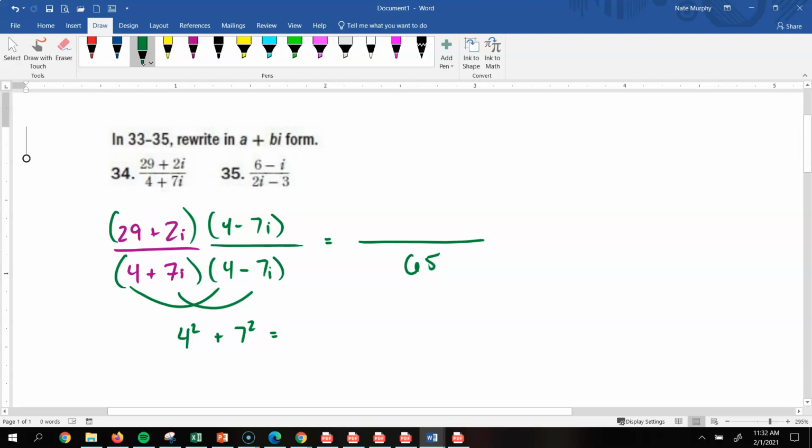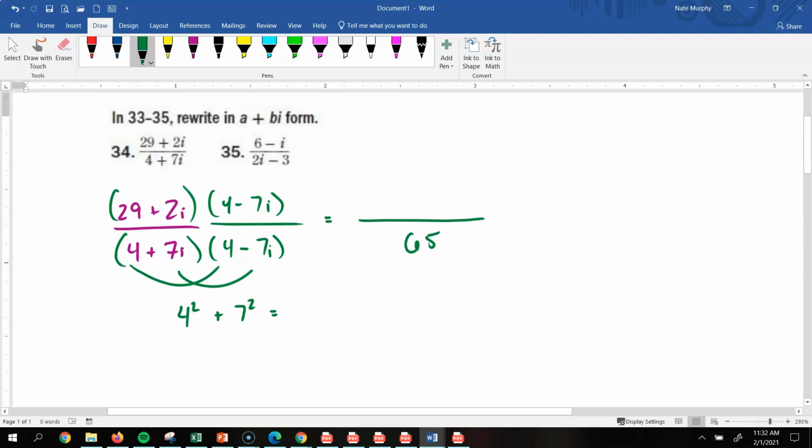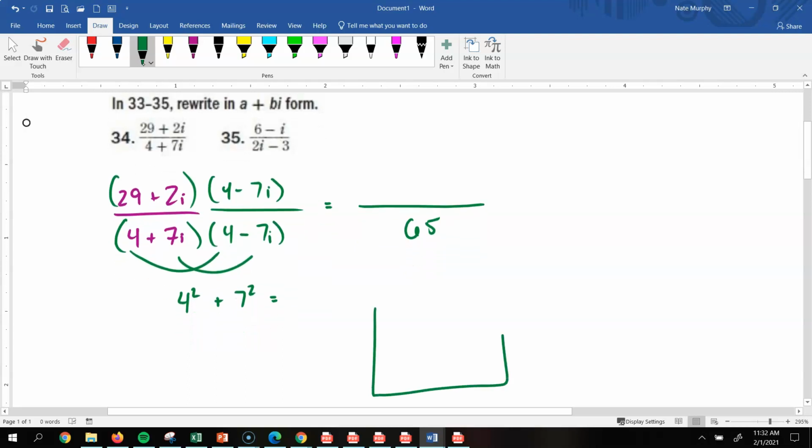So let's look at the numerator. Remember, the first way that we could have done that denominator, and the way that we're going to do the numerator, is by using that box method. So I'm going to do that down here.